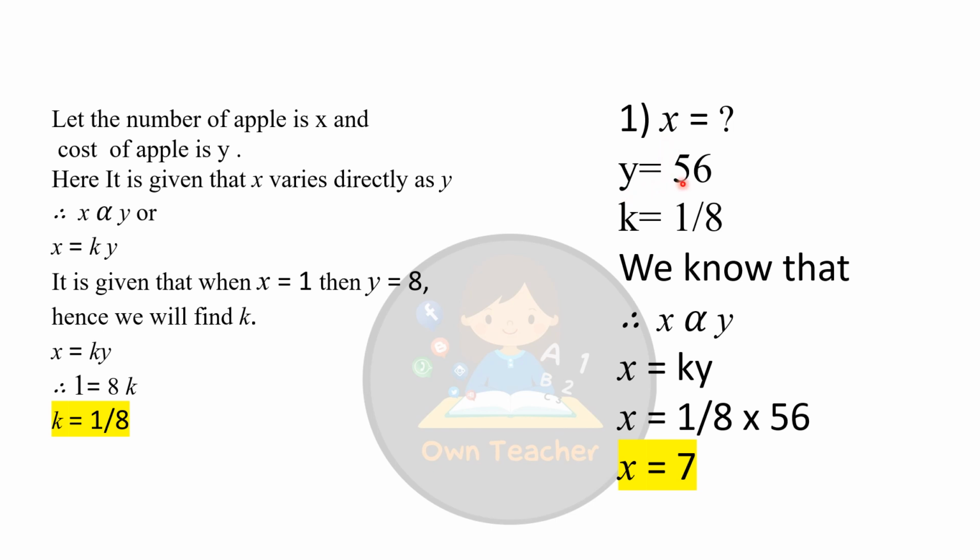If y is equal to 56, then find out x. And we know k is equal to 1 by 8. Just now we have found out the value of k is 1 by 8. So we know that x is directly proportional to y, x is equal to ky. We know the value of y. So we will put here x is equal to value of k, 1 by 8, into value of y, 56. So 8 sevens are 56. x is equal to 7.